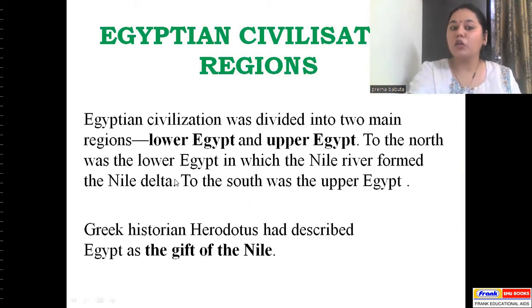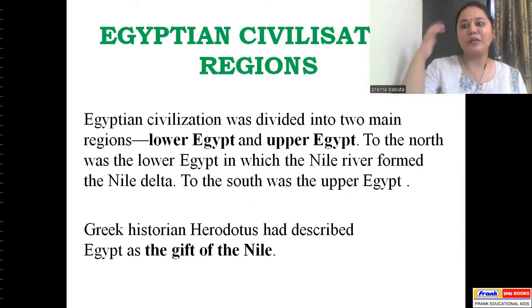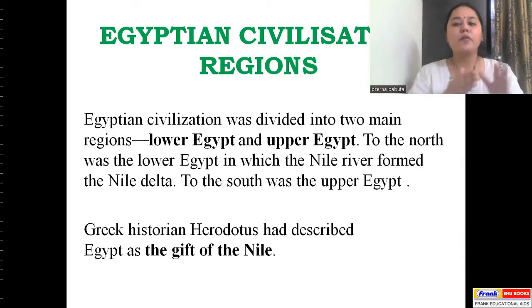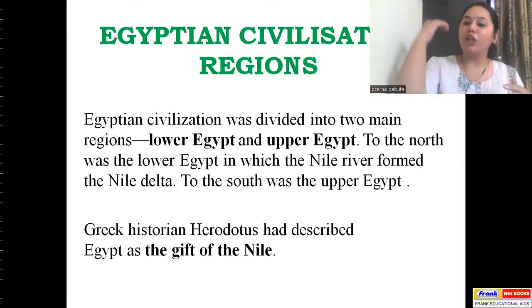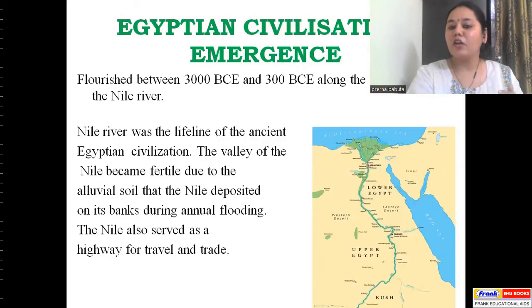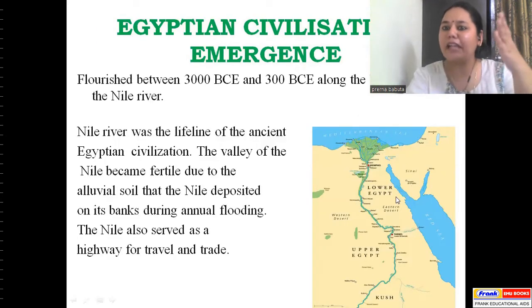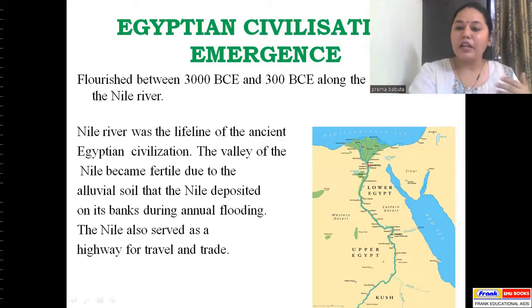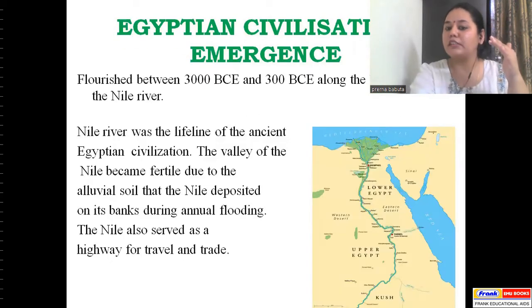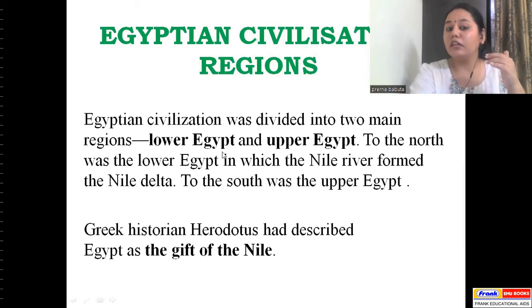To the north was the lower Egypt. Now don't get confused, ma'am, north is upper. So how come it was lower? So it was divided like that, probably for reasons best known to them. So the northern part, because even here you might have got confused, ma'am, lower, this seems like upper, but no, it's not like that.